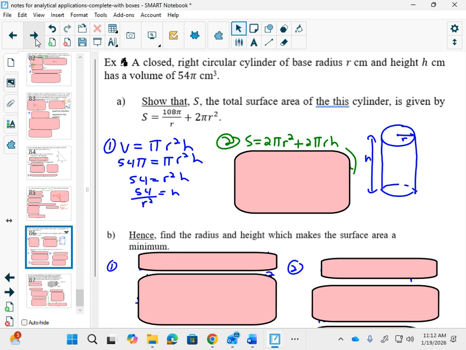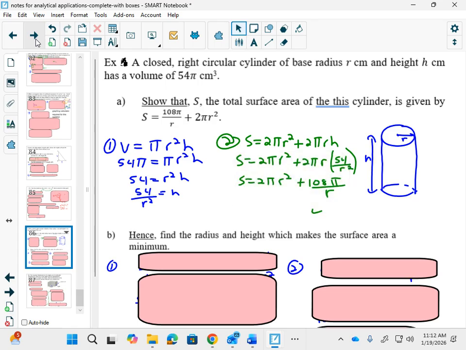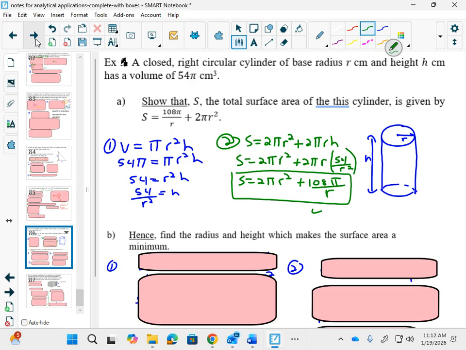Well, the pi's nicely canceled out. And then once you've isolated the h, you could plug that in for h in the other equation. And what we've successfully done is we now have this equation for surface area that's only in terms of one variable.